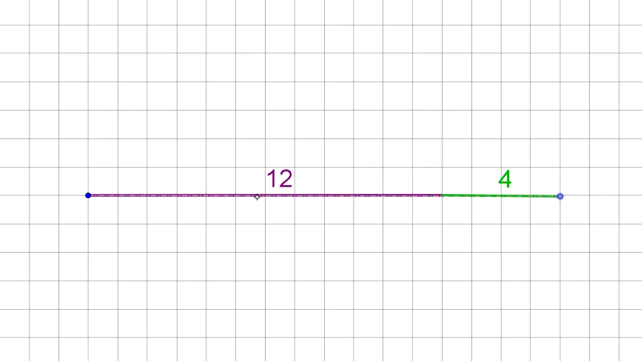So if I have 12 and 4 next to each other, you can see that that adds up to 16, but it's not making a triangle. So here's the thing: if the third side equaled 16, it would not make a triangle.